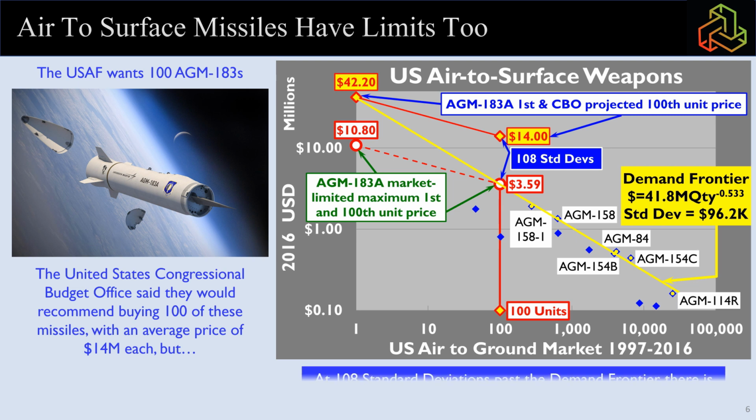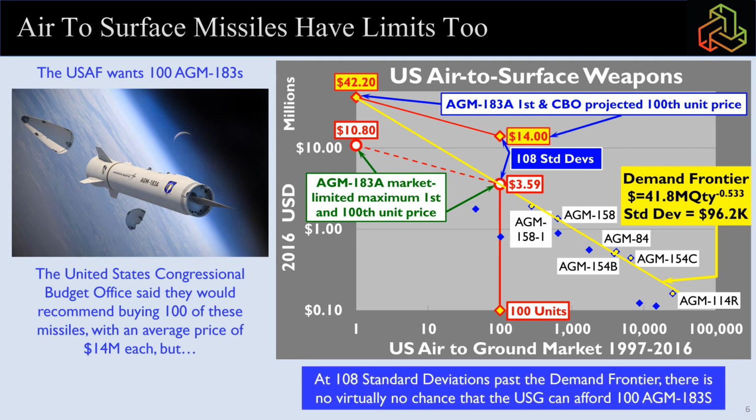And if you wanted to buy 100, you would end up being 108 standard deviations past the curve. As George Bush would say, not going to happen. Not going to happen. So, virtually no chance of this happening.